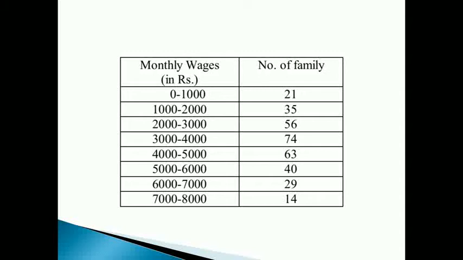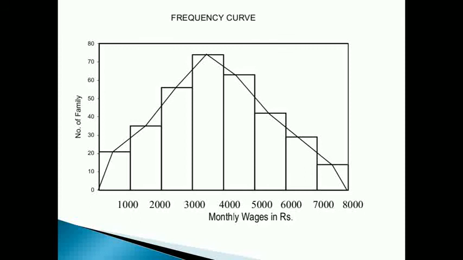Next, 6 to 7000 includes 29 families, and there are 14 families who have 7 to 8000 monthly wages. Now depending upon this data, let's try to draw a frequency curve. First of all, draw a histogram and point out the midpoint of each rectangle. After that, you have to join all the midpoints of the rectangles by a free-handed smooth curve.